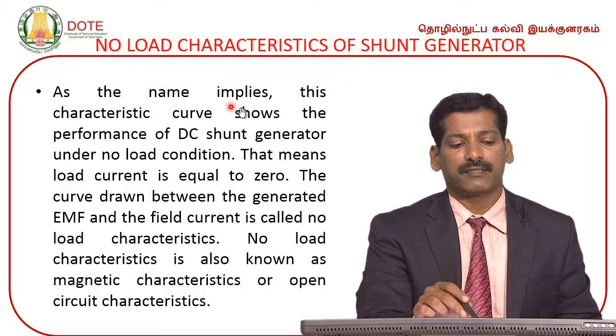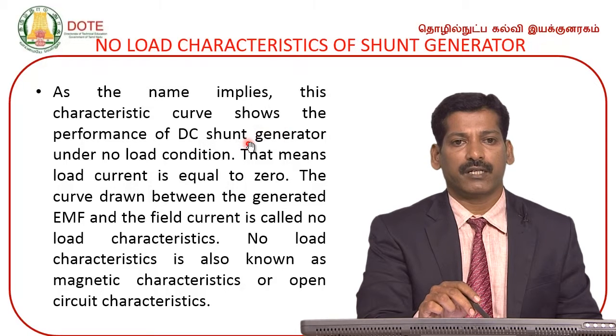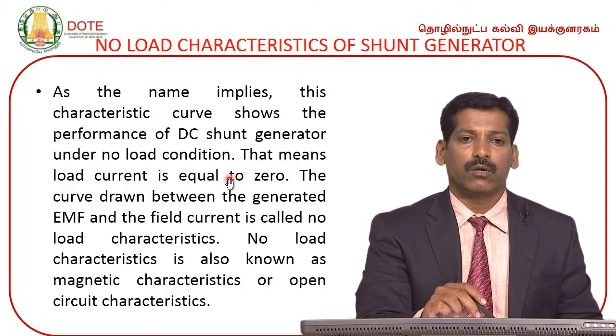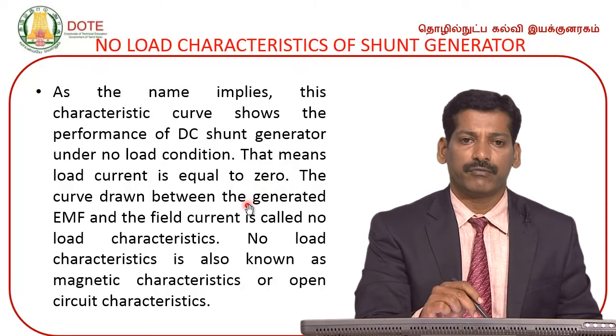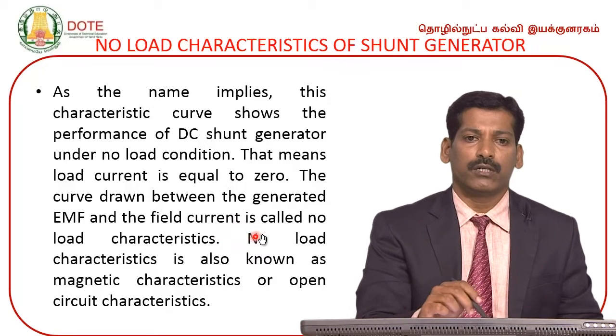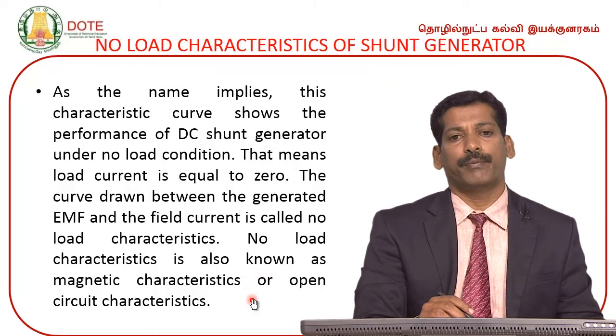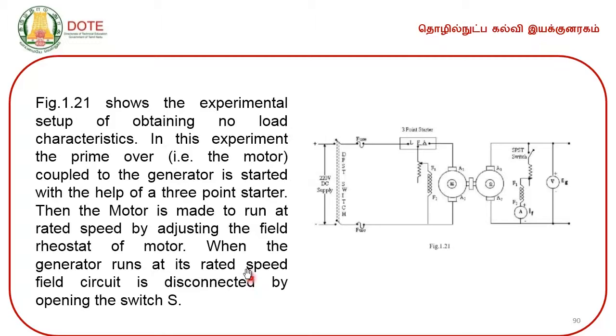As the name implies, this characteristic curve shows the performance of a DC shunt generator under no load condition. That means load current is equal to 0. The curve drawn between the generated EMF and the field current is called no load characteristics. No load characteristics is also known as magnetic characteristics or open circuit characteristics. Here you can see figure 1.21 shows the experimental setup of obtaining no load characteristics.